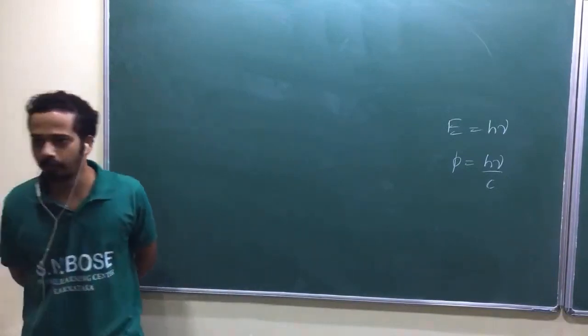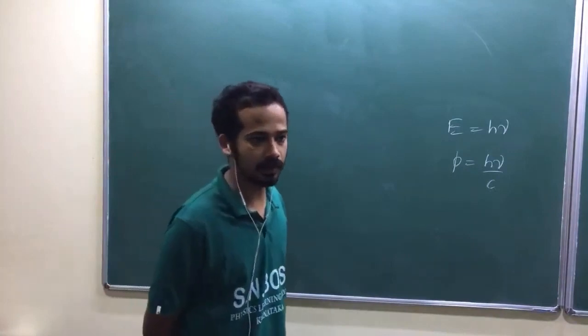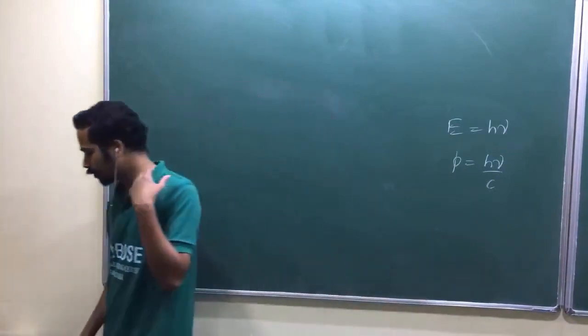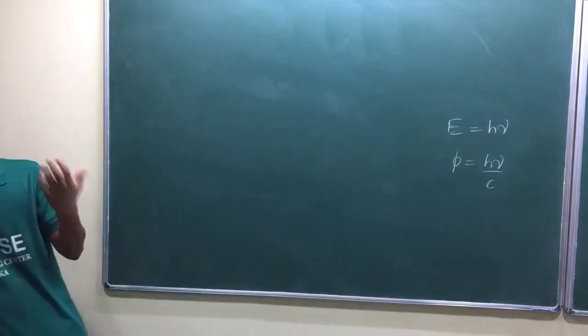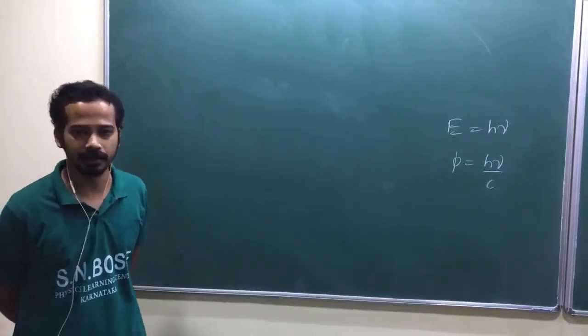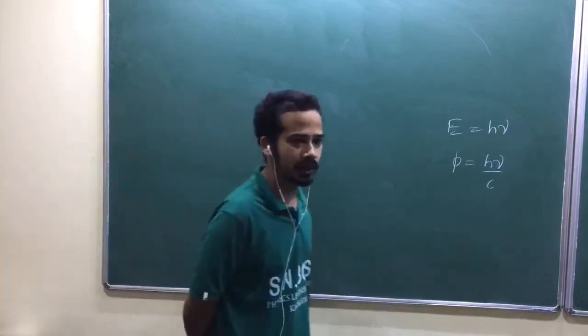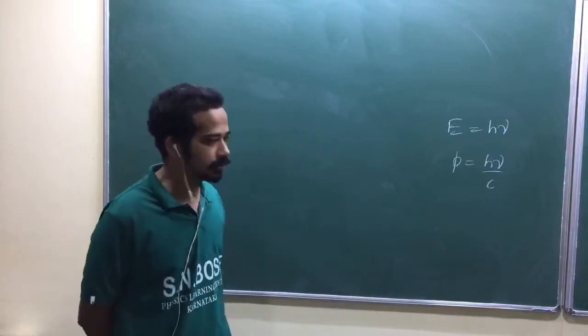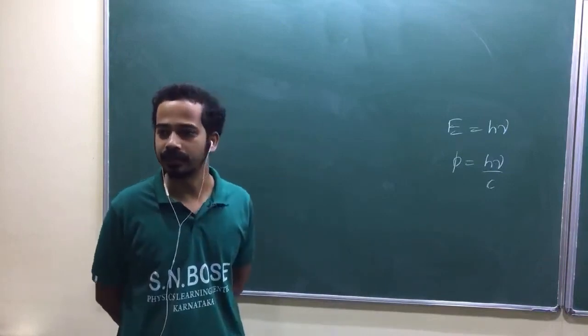It means a photon cannot exist at rest, actually. If you try to make a photon be at rest, it will vanish. If you consider it as a particle, you can't keep a photon at rest. It should move with the velocity of light in order to exist.